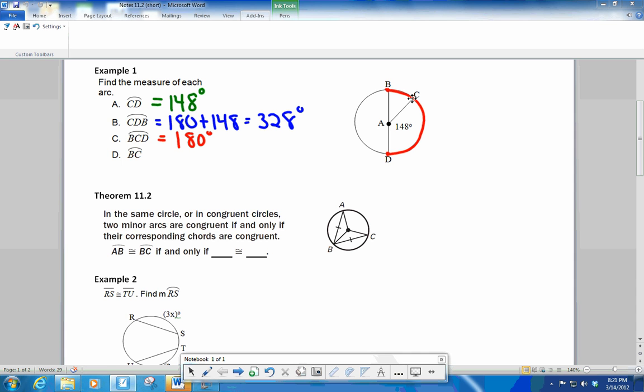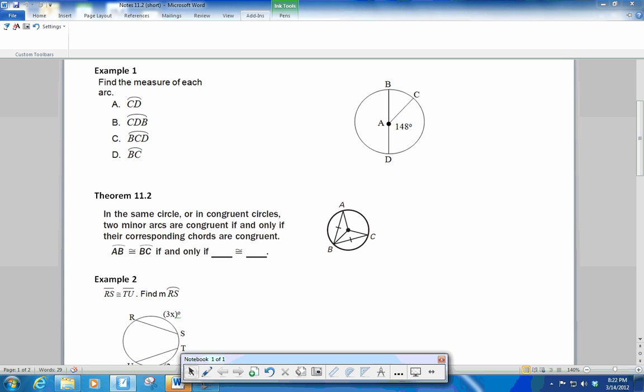And now let's look at BC. So BC, just this little minor arc right here. Now we said that BCD is 180 degrees, that's half the circle. So BC must be that whole half, 180 degrees, minus the 148 degrees. And so arc BC must be equal to 32 degrees.